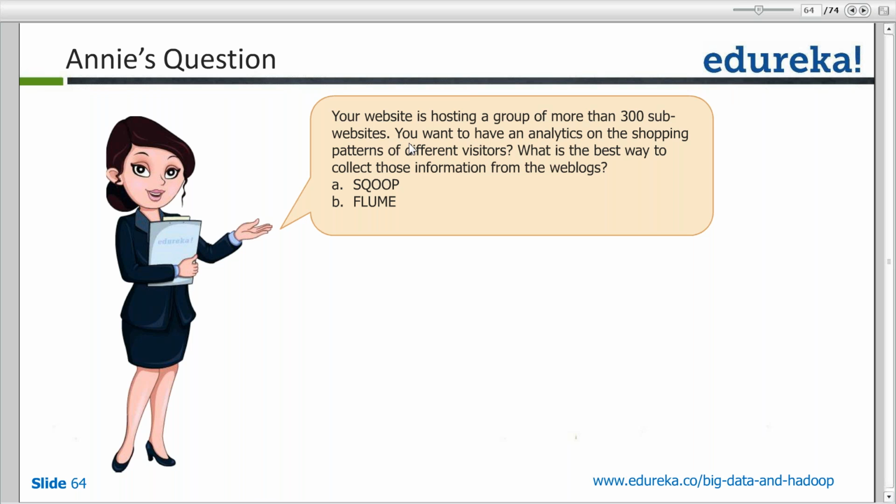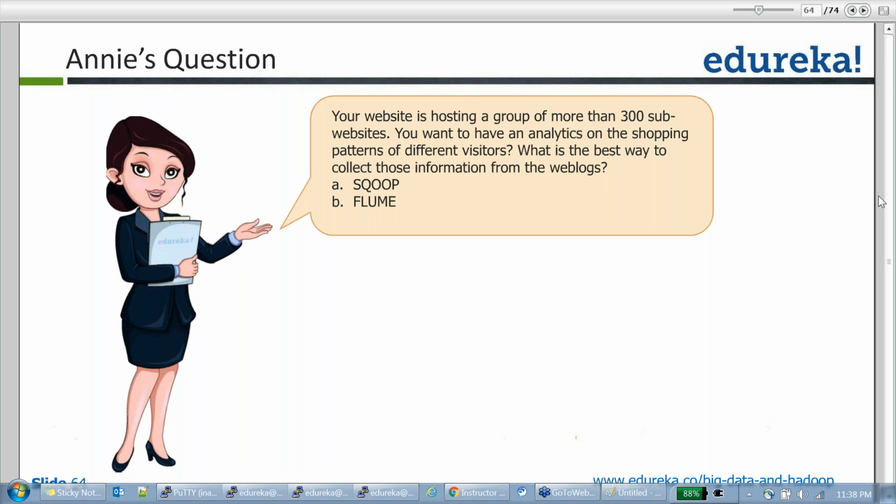Your website is hosting a group of more than 300 sub websites. You want to have analytics on the shopping patterns of different visitors. What is the best way to collect this information from the weblogs? Is it using Scoop or Flume? A quick answer from everyone. It's Flume. Shiv Prasad says it's Scoop. Isaac also says it's Scoop.